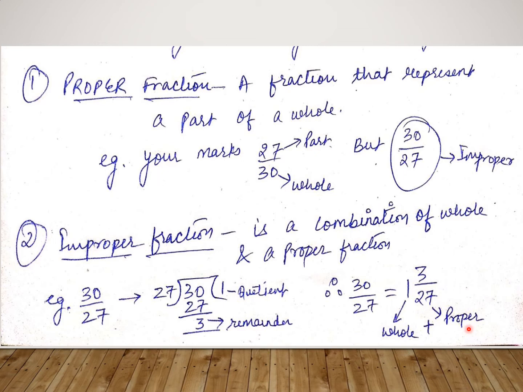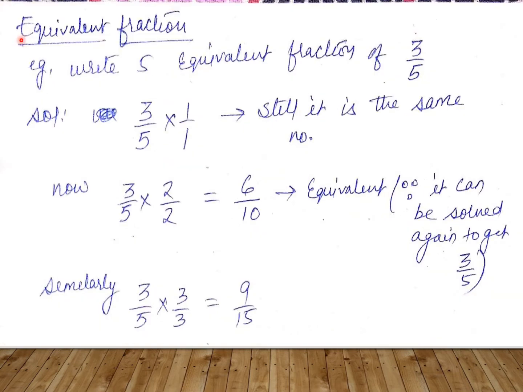So we have successfully represented an improper fraction in the form of a whole number and a proper fraction. Got it? Now, equivalent fractions. What do we mean by equivalent fraction? Suppose a question like this comes: write 5 equivalent fractions of 3 upon 5.